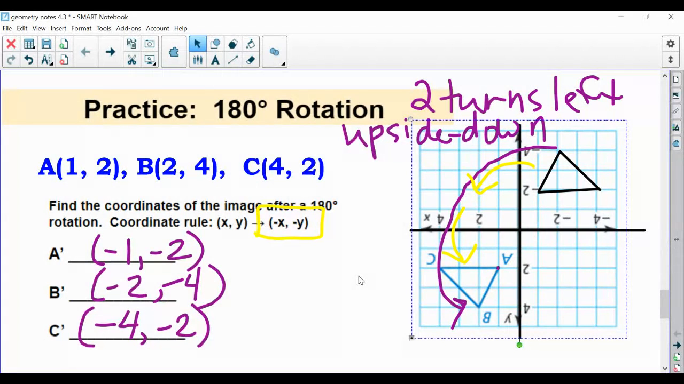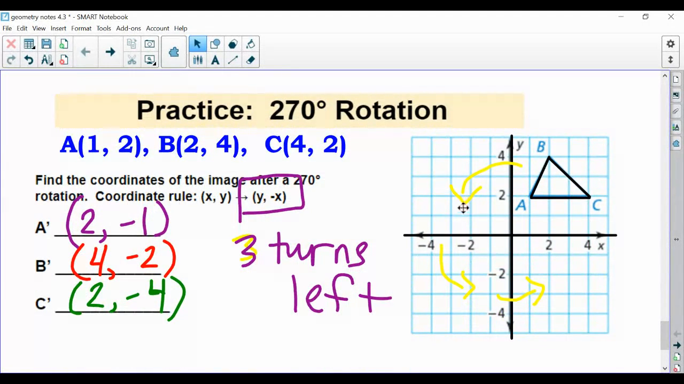Because if 360 degrees is a full rotation back to its original position, then 180 means it's halfway around, which means it just turned upside down. So you can use the graph to find your coordinates or use your coordinate rule, negative x, negative y. That means change the signs of both the x and the y.